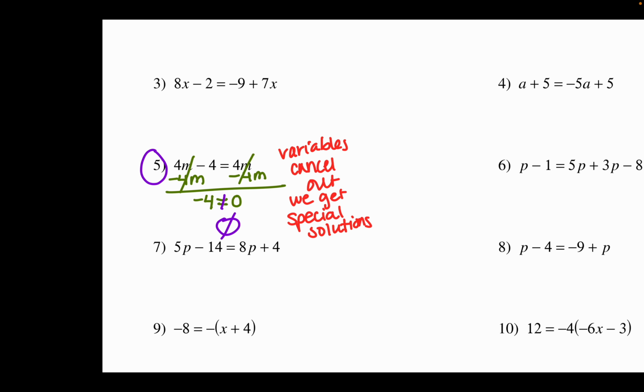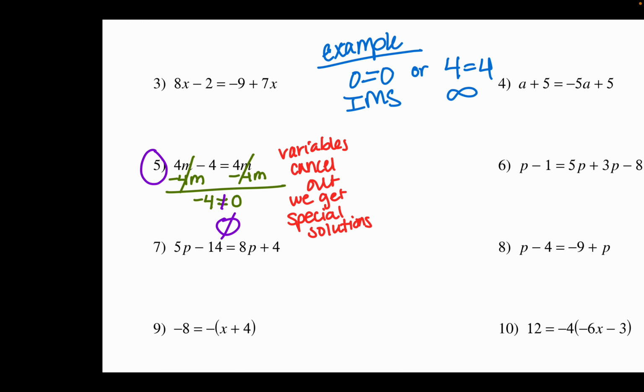So if we were to get something that said, for example, 0 equals 0, that would be infinitely many solutions. Or 4 equals 4. Again, infinitely many. So you can say either IMS or the infinity symbol. Or you can write out infinitely many every time, but that's a lot of work. So that's what it looks like when we have infinitely many compared to if we had a no solution. So just be careful with that, okay?